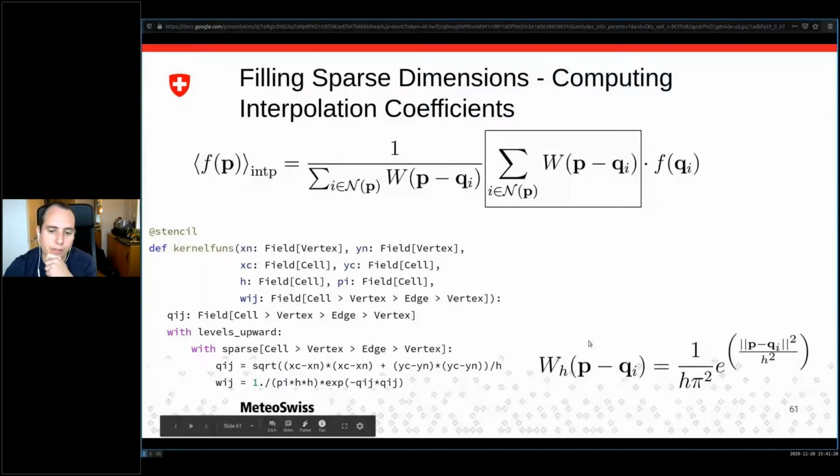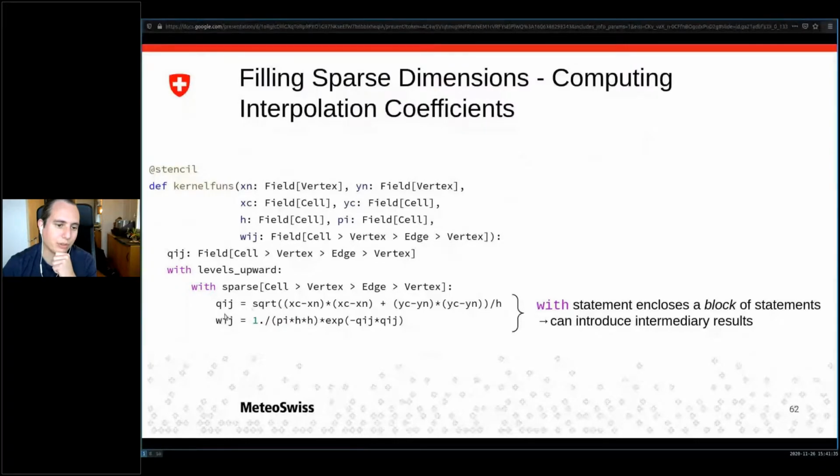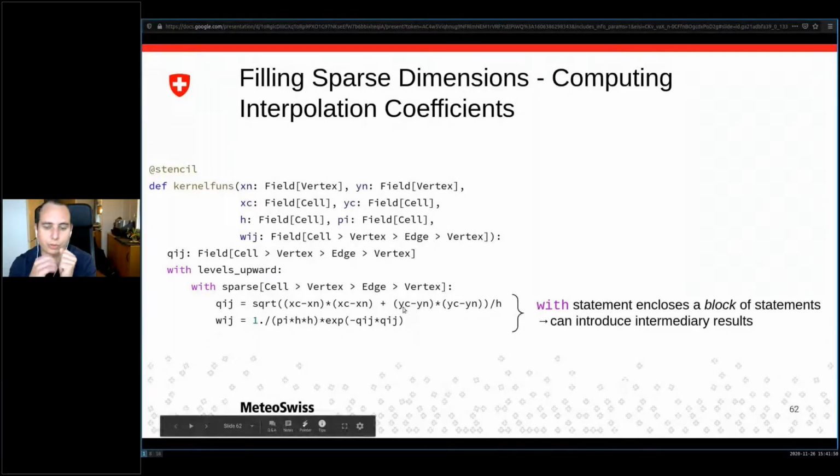One thing you can see here in this code to fill this sparse dimension, which is supposed to contain these weights after we are done, is that we have the opportunity to introduce an intermediary result. The with sparse statement is actually able to support a list of statements or a block statement in its body, which is contrary to the reduce over statement.